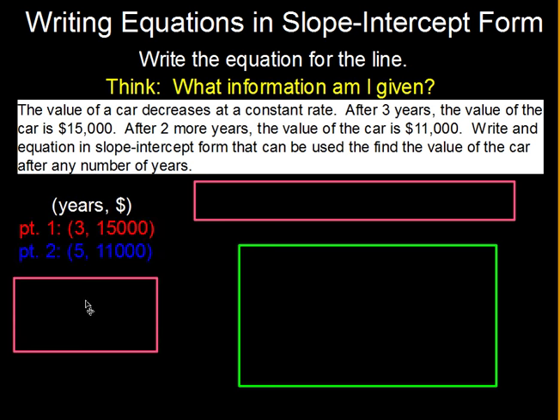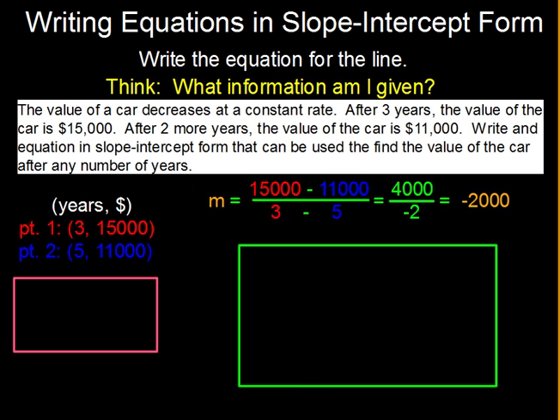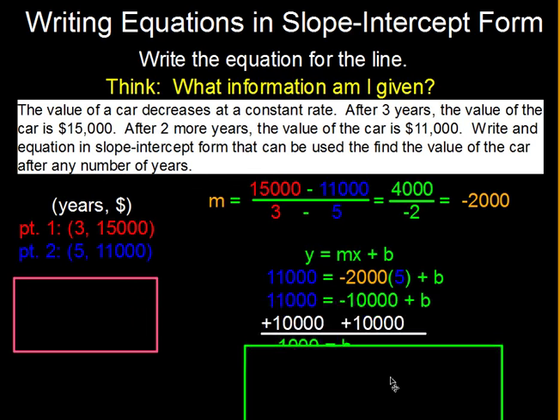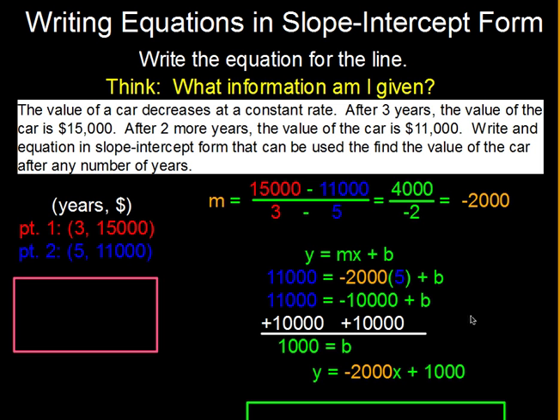So we can write our points like this. We have 3 and 15,000, 5 and 11,000. We can find the slope using our slope of a line equation. And once we simplify, we find that the slope is -2,000. Again, notice it said that the value is decreasing. That means it should be a negative slope. We're going to now substitute that slope in and choose a point so that we can solve for the y-intercept. And once we simplify, we find the y-intercept is 1,000, and the equation we can use is y equals -2,000x plus 1,000.